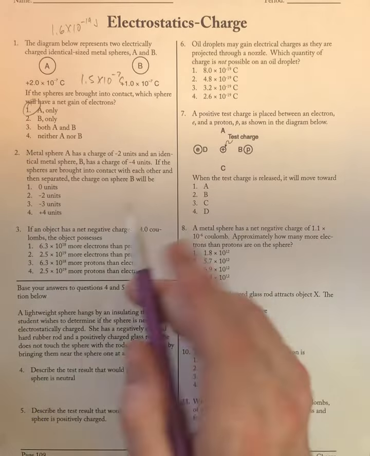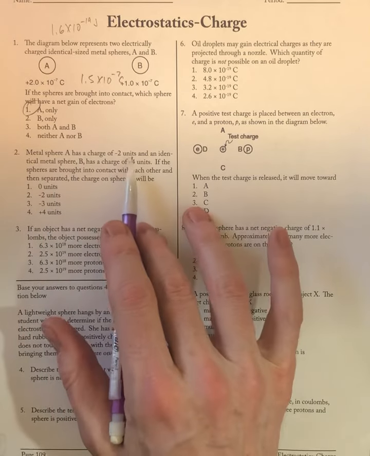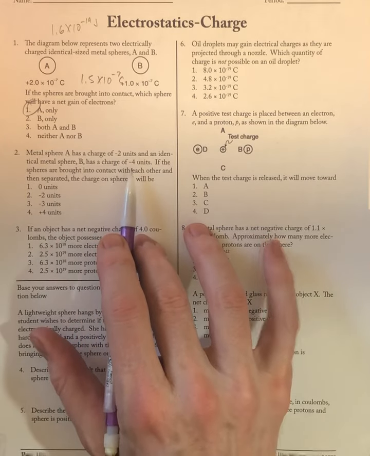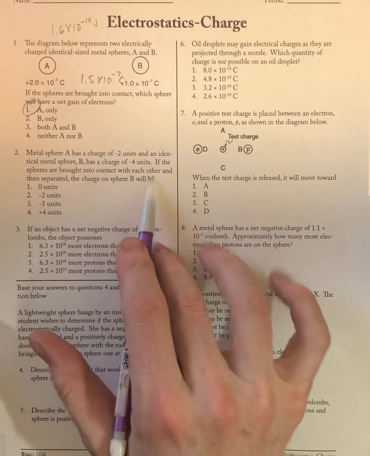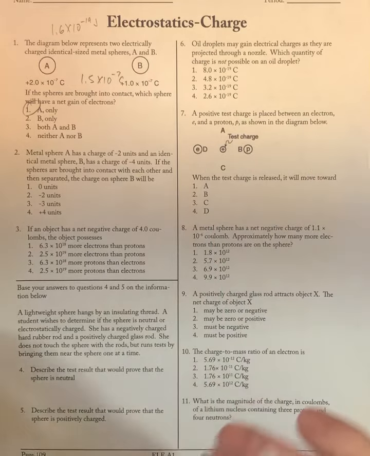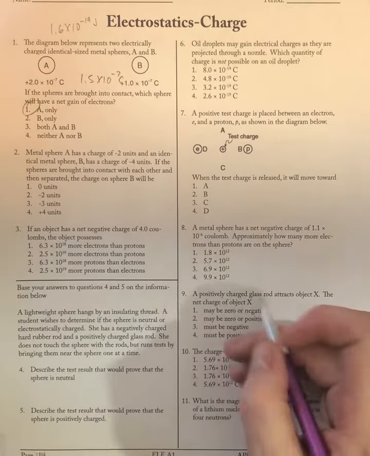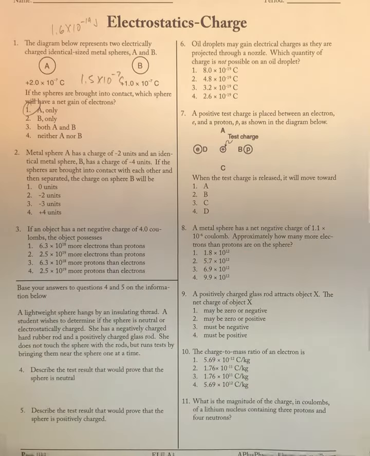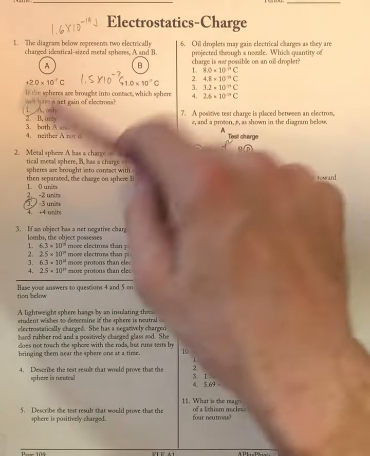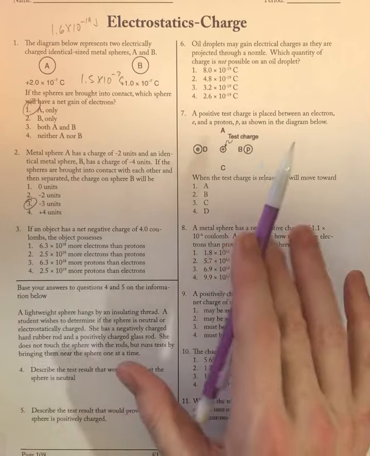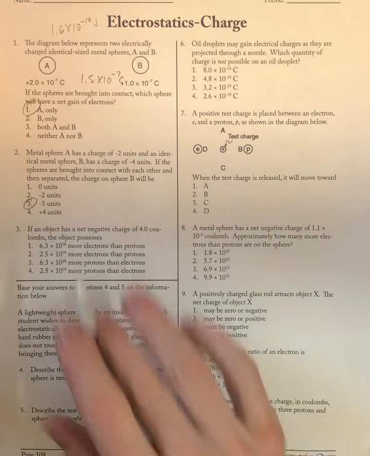A metal sphere A has a charge of negative 2 units, and an identical metal sphere B has a charge of negative 4 units. If the spheres are brought into contact with each other and then separated, the charge on sphere B will be, and again, we want them to be at equilibrium. So if A is 2 negative and B is 4 negative and they touch each other, they're going to want to be an average, so 3 negative. The easiest way to do this is just add them together and divide by 2. This changes if you have different sizes, but that's really all we're asking here: when do they reach equilibrium?